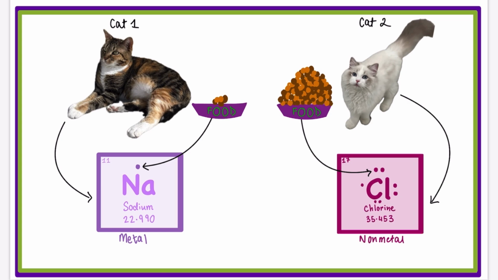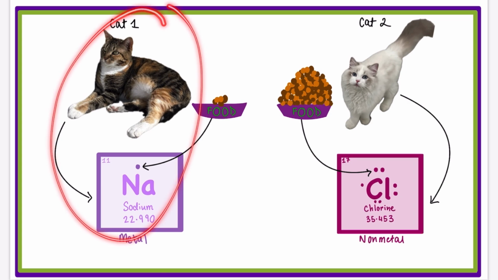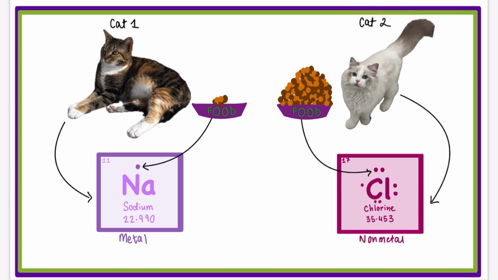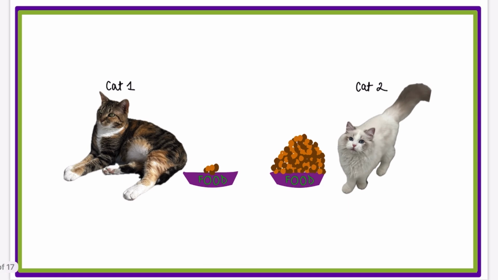Cat 1 represents the metal element that donates an electron, and Cat 2 represents the non-metal element that accepts that electron. Their cat food represents the valence electrons that they have. Sometimes, instead of sharing, cats essentially donate each other food out of the kindness of their hearts. Cat 1, as you can see here, only has a little bit of food, but she is not hungry anymore, so she wants to get rid of the remaining food in her bowl.